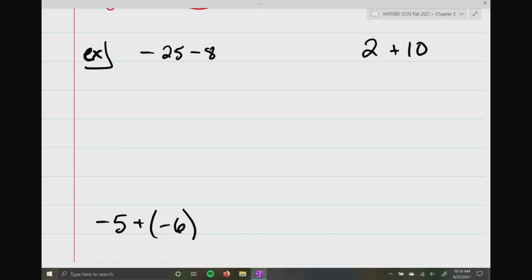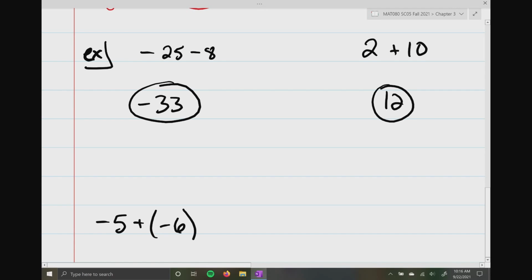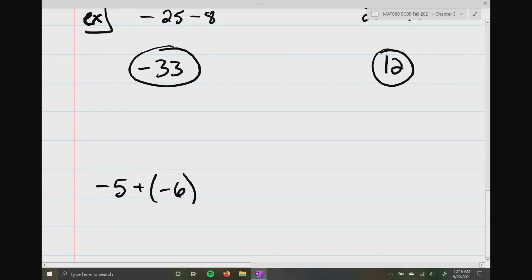Okay, we good? So for the first one, what did we get? I got negative 33. I agree. That's what I got too. Perfect. What about the second one? What about 2 plus 10? 12. Yeah, 12. Amber, you gave me so much enthusiasm with that 12. Thank you for that. And what about the last one? Negative 5 plus a negative 6? Negative 11.